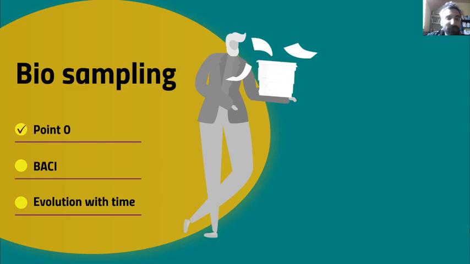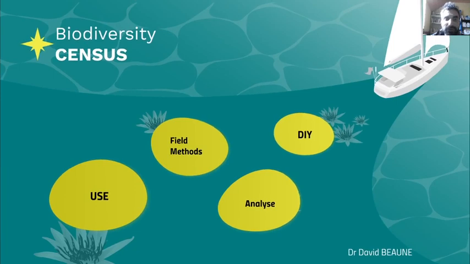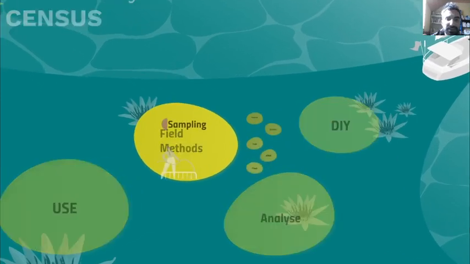Also, for before and after control impact, for example, there is a dam or a deforestation or reintroduction project, something like that. You need to know what is the state of your community, of the biodiversity, before and after the impact, and also just monitoring to check the evolution with time. We have to do biodiversity census.